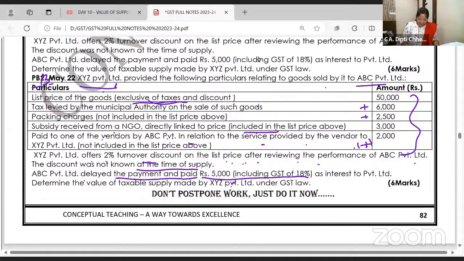If it is delayed payment and 5,000 is interest, should we add the interest and penalty? Yes, but this is all excluding GST. This one is including, so we will have to exclude it too, because the ultimate answer is the taxable value. Taxable value of supply is always excluding.